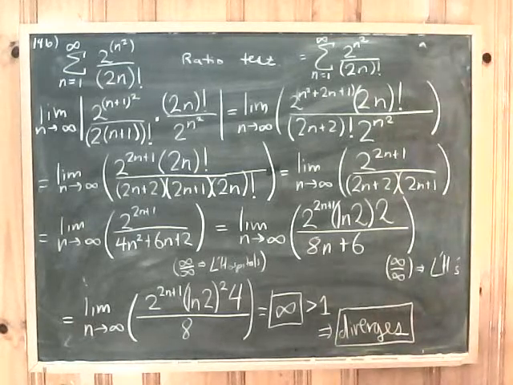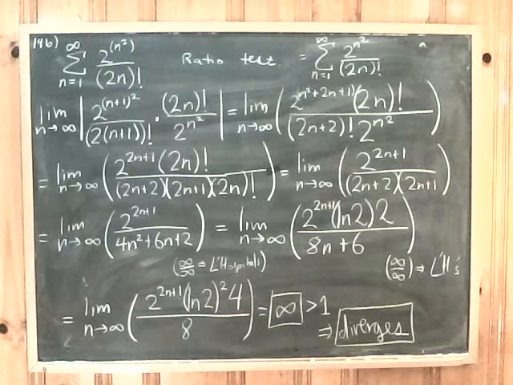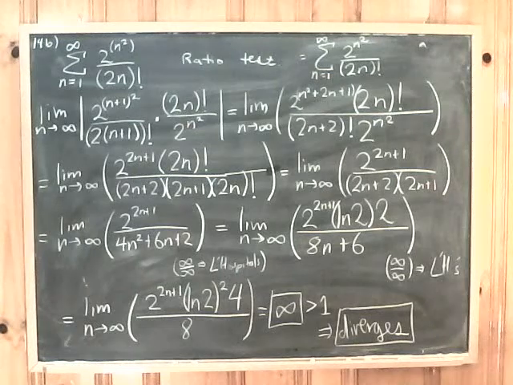So basically what we figured out here is that 2 to the n squared gets big faster than (2n) factorial. And by taking L'Hopital's rule on top and bottom a couple of times, we can see that it heads to infinity. So the whole sum diverges.